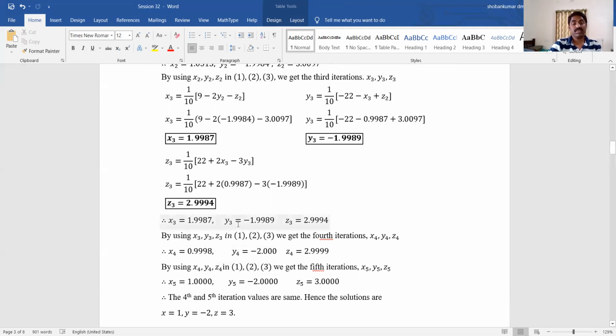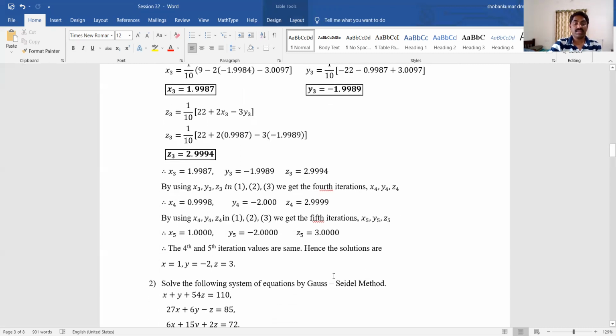Here we have x3, y3, z3. By using x3, y3, z3 in 1, 2, 3, we get fourth iterations x4, y4, z4. Here x4 is 0.9998, y4 is minus 2, and z4 is 2.999. By using x4, y4, z4 in 1, 2, 3, we get fifth iterations x5, y5, z5. Here x5 is equal to 1, y5 is equal to minus 2, and z5 is equal to 3.